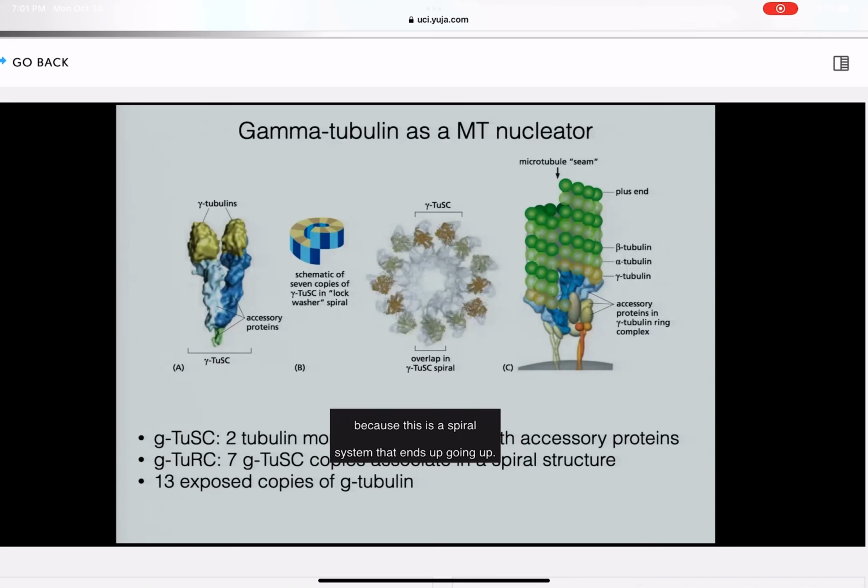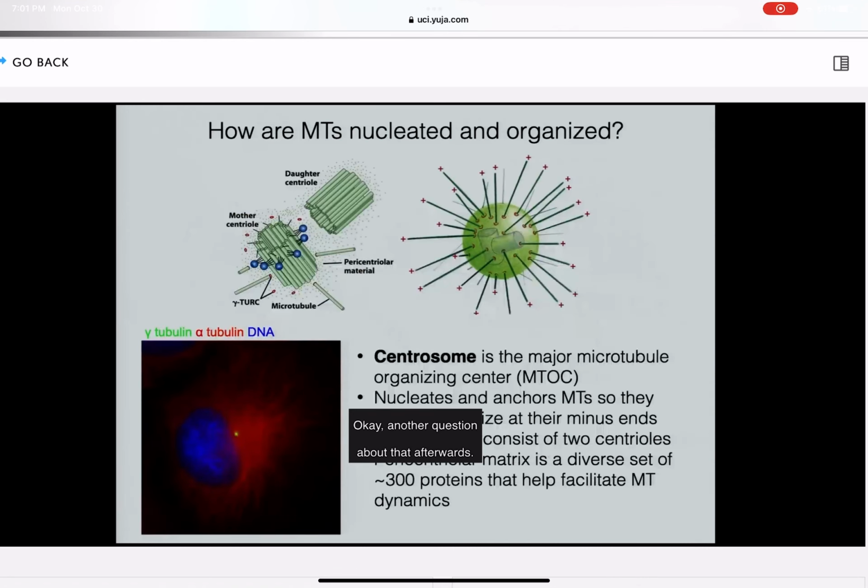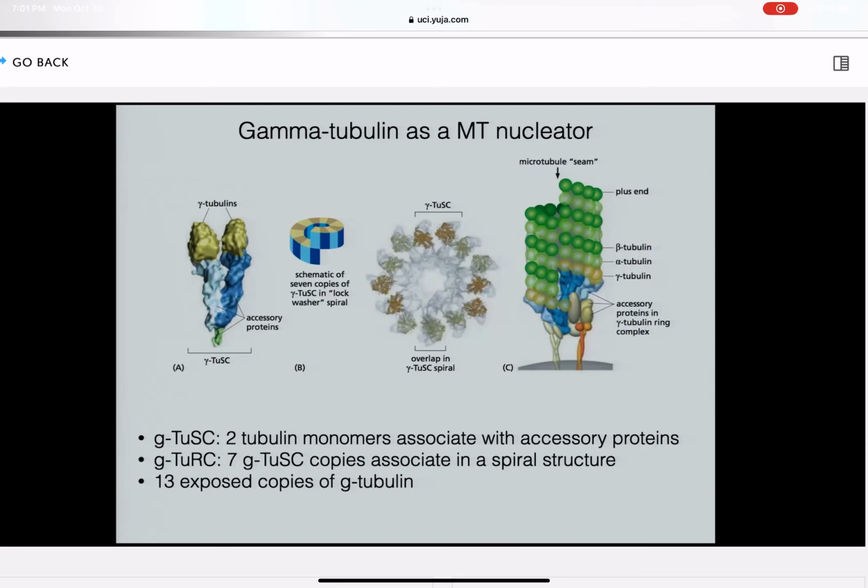So here's the gamma tubulin. And you can see that that 14th one sits on that first one, so that you actually have a spiral, because this is a spiral system that ends up going up. There's 13 of these, with number 14 sitting on number 1. And then it allows these tubulin heterodimers to assemble on this growing filament. Okay.